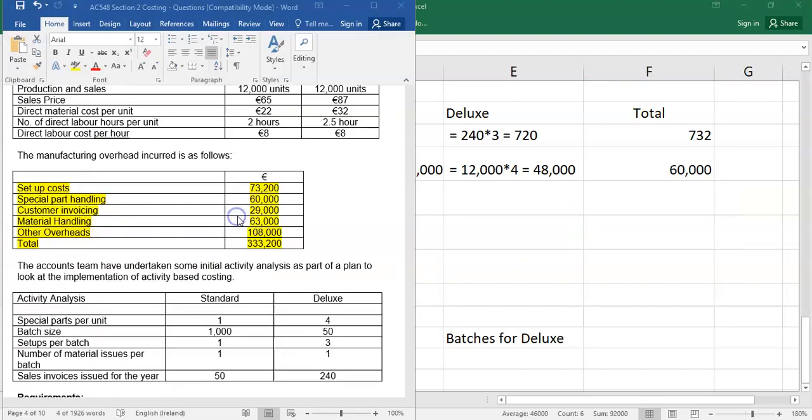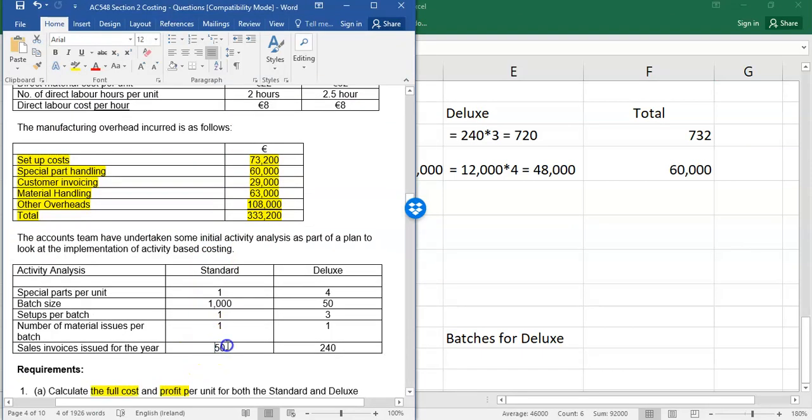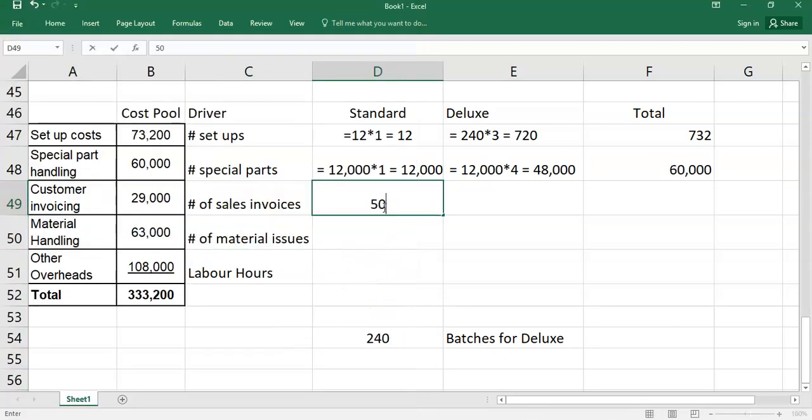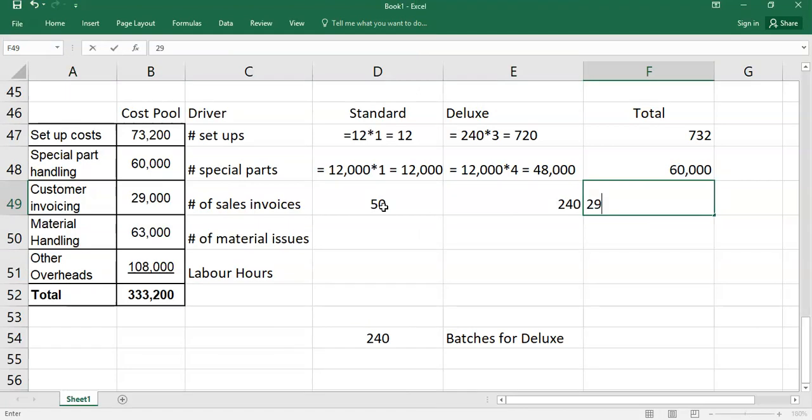How do we link that back? Customer invoicing, the number of invoices, are given directly in the question. So it's 50 and 240. There's no adjustment to be made. It's not per unit or anything like that. So 50 here, 240 means the total is 290.